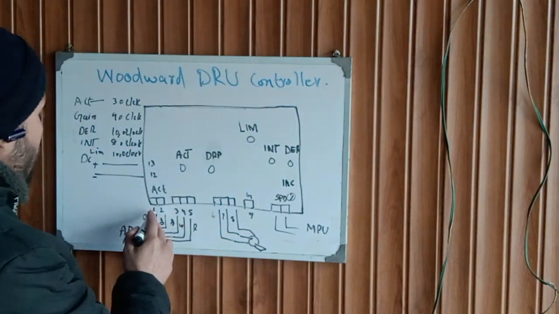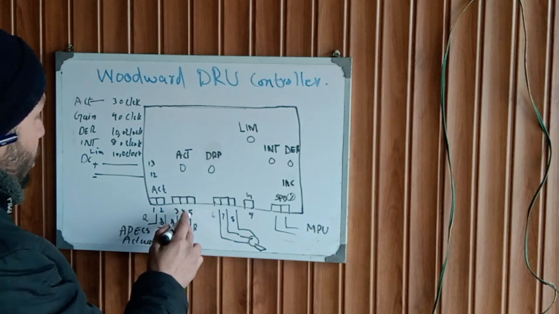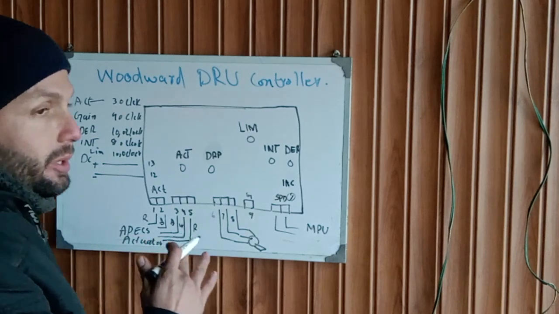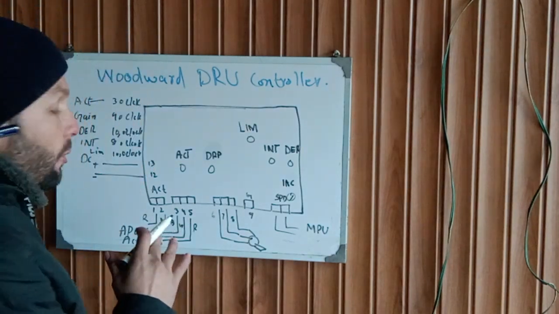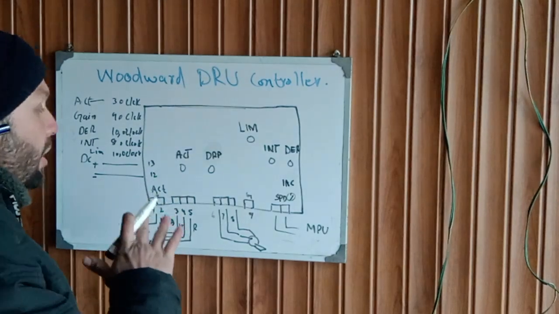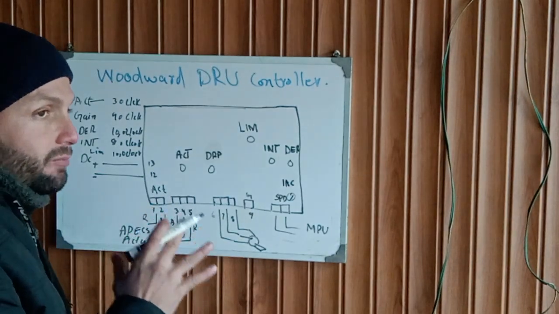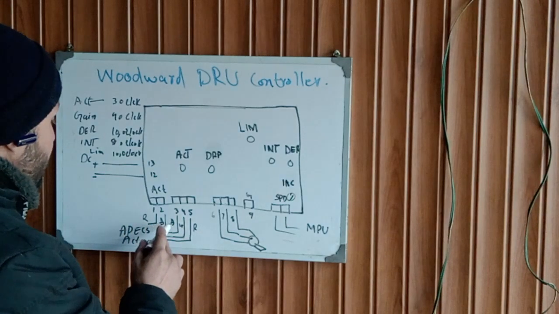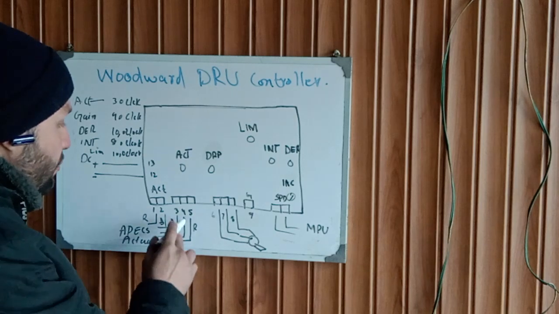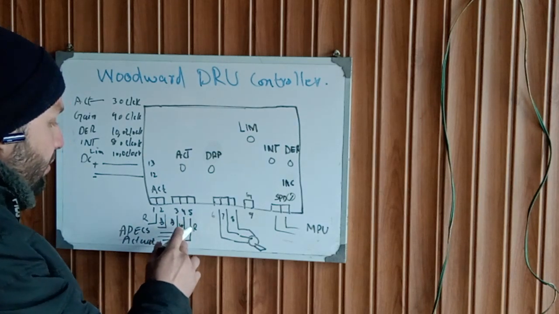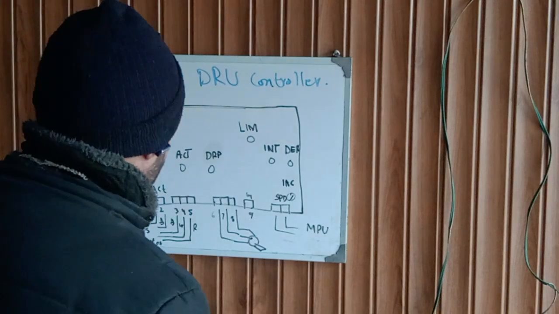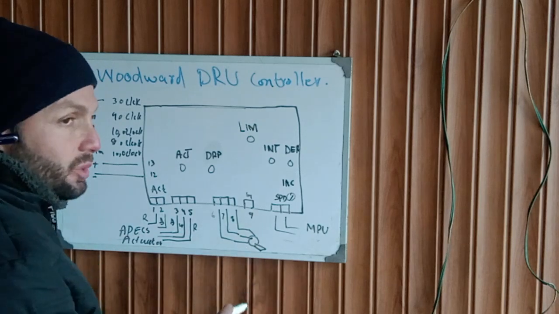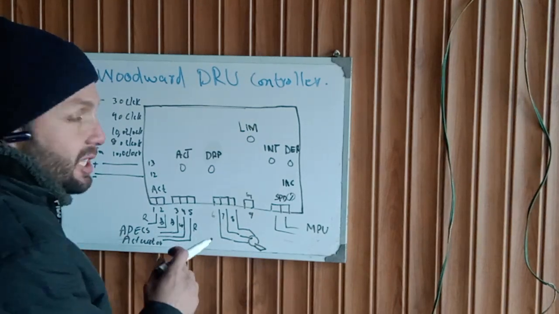Pins 1, 2, 3, 4, 5 go to the actuator, which is mounted on a fuel pump to control the fuel system. The wires are red, black, white, and finally pin 5, the last one, is red. After that, pins 6, 7, 8, these 3 wires go to the adjustable potentiometer.